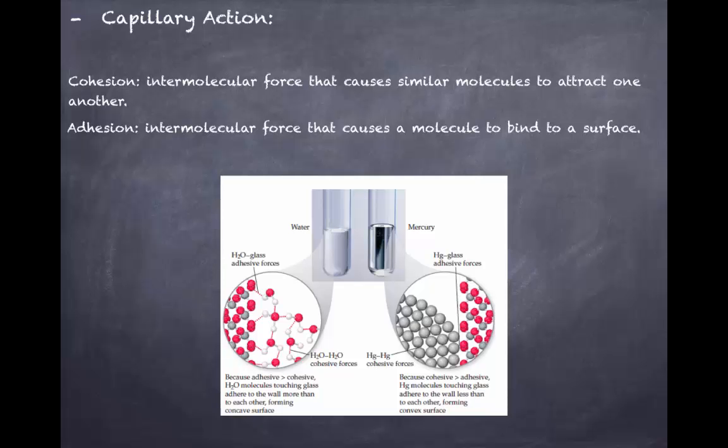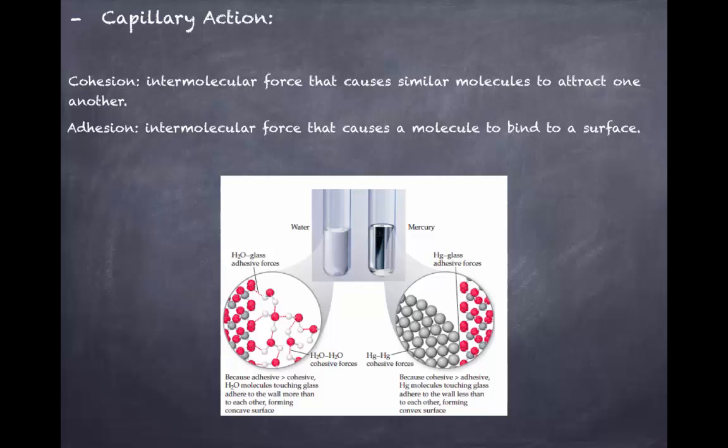If you look at water, notice you have a concave surface. That's the meniscus that you've learned how to read. The reason why that forms is that the adhesive forces between the water and the glass are actually stronger than the cohesive forces between water molecules, and therefore the water is attaching to the sides of the glass test tube. In contrast, for mercury, mercury has stronger cohesive forces, and as a result there's that convex shape.